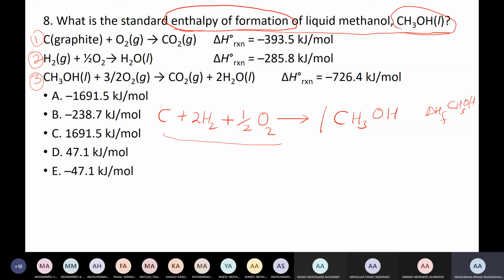I want CH3OH as my answer, and I took one C. There are 3 hydrogens, 1 hydrogen, so I multiplied by 2. And then oxygen, I need only 1, so it's half times O2, so that I have the answer as 1 methanol.